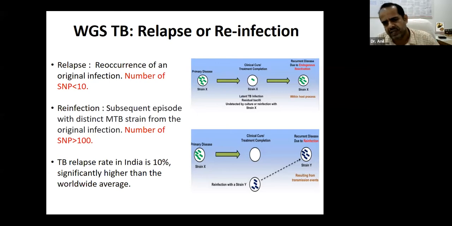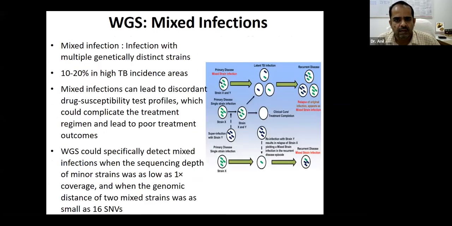TB relapse rate is very high in India, 10%. So it makes sense to identify whether it's a relapse or reinfection in the Indian setup. It also identifies mixed infections. Mixed infections could be either an infection with MTB or NTM, or it could be between two different strains of mycobacteria having two different phenotypic resistance mechanisms. One is sensitive, one is resistant.